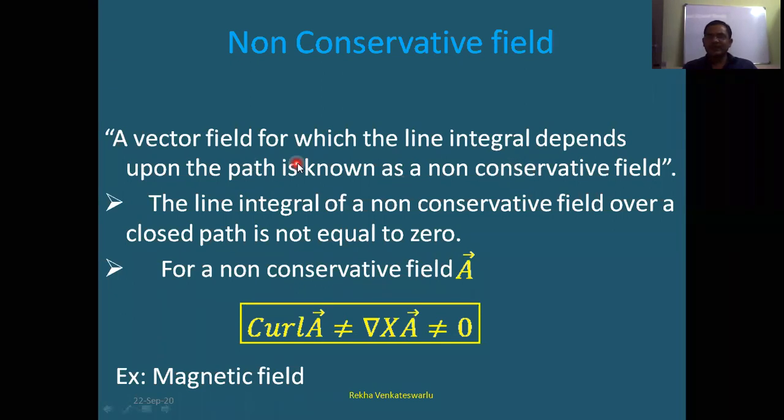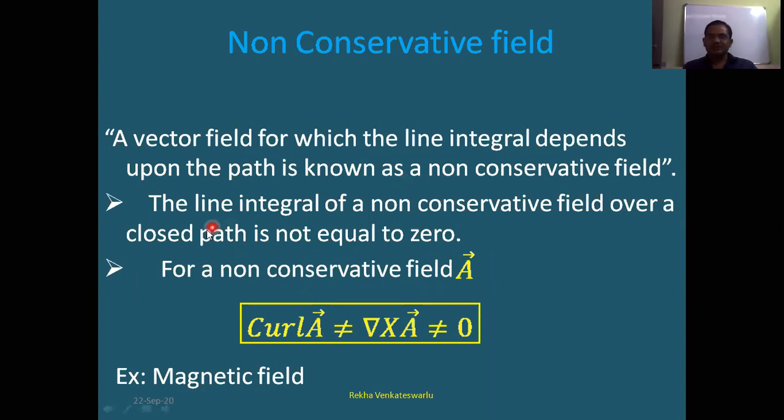Here the vector field must be dependent. So the line integral of the vector field compulsorily depends upon the path. Examples of non-conservative forces are frictional forces and viscous forces. Examples of conservative forces are electric force, electrostatic force, magnetostatic force, and gravitational forces.